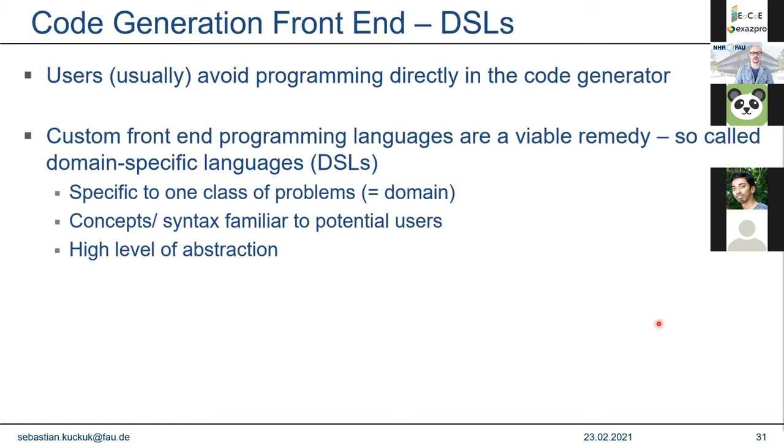So this is why in practice, usually there's a custom front end, and one of the possibilities here is using a dedicated programming language. And since this implements some abstractions that are specific to a certain domain, this is usually called a domain specific language or DSL. So nothing new again. And what is important is that this DSL is really crafted specific to one class of problems, which is called the domain. So this could be one set of algorithms, one specific data structure, or one type of PDE you want to solve, or just, I don't know, particle dynamics, whatever that is.